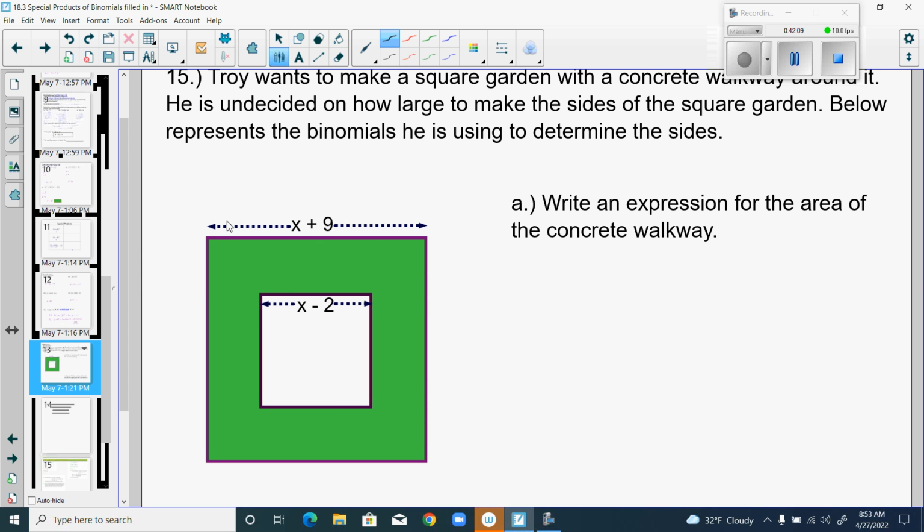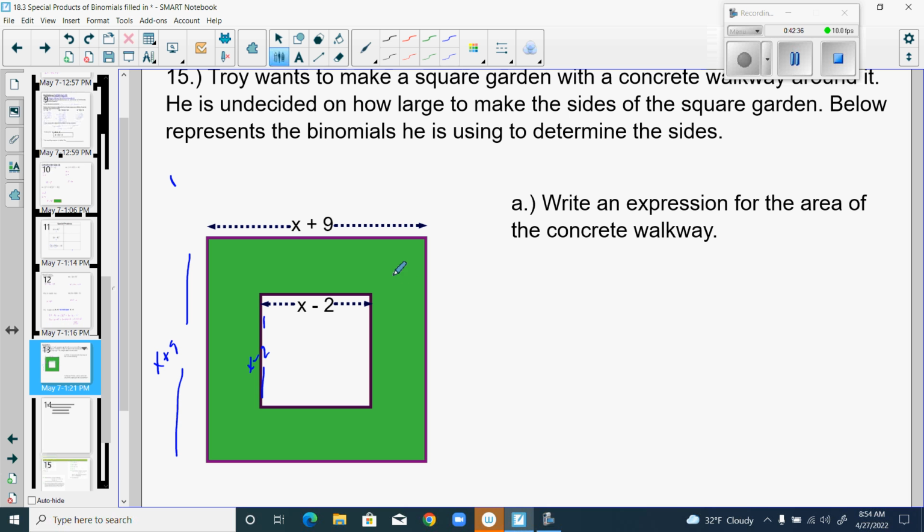X minus 2. Okay? So the sides are all the same for the individual squares. So write an expression for the area of the concrete walkway. The concrete walkway is what is going around it, right? So basically what we want to do is take the large square and delete the middle, right? It's kind of like a square donut here, and we want to get rid of the middle.